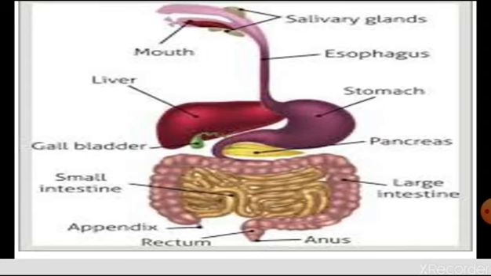Now the undigested particles having water enter into the large intestine. In the large intestine, in the colon, the water is absorbed and the particles are dried. These dried particles are called feces, and the fecal matter is stored in the rectum.